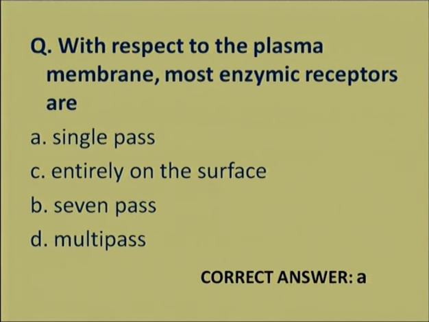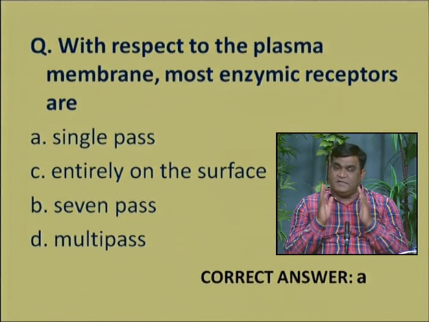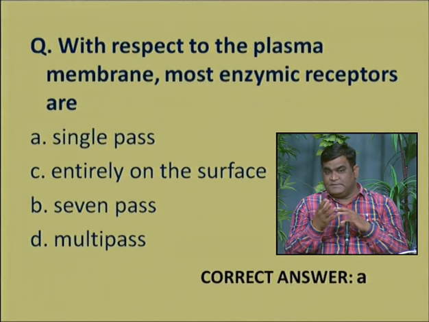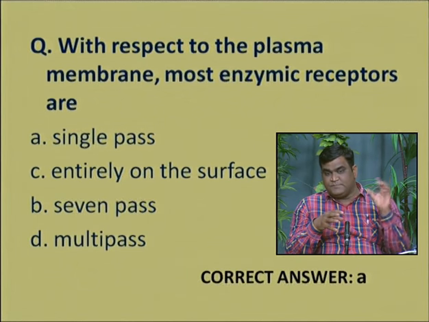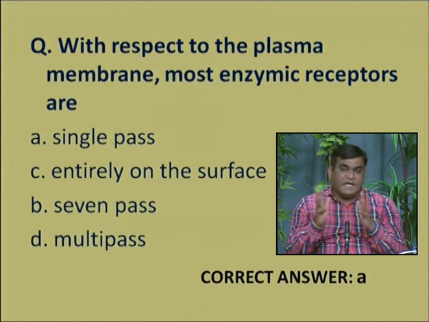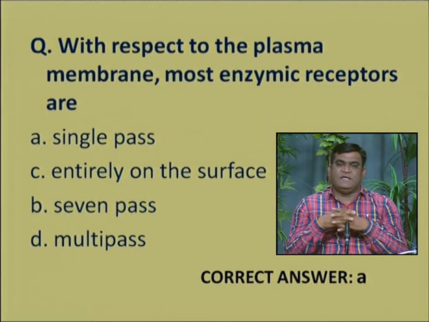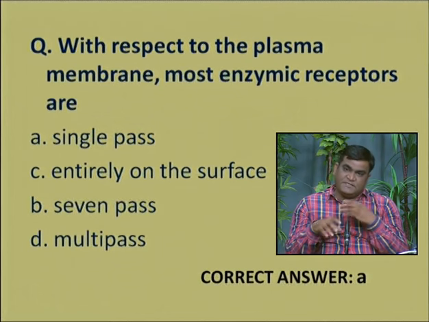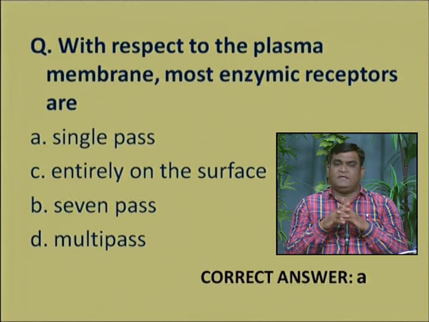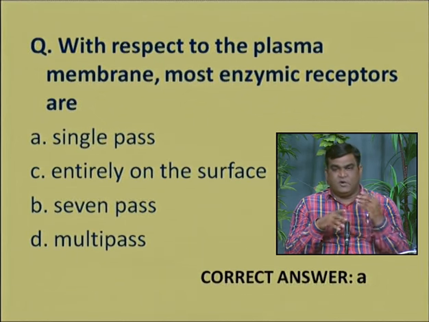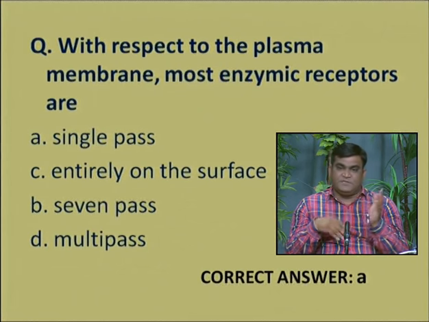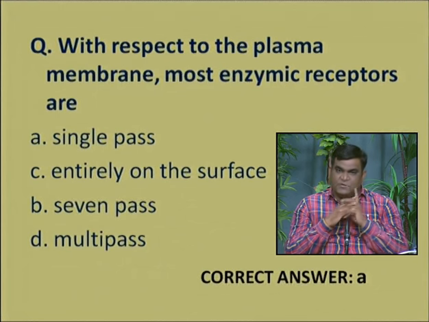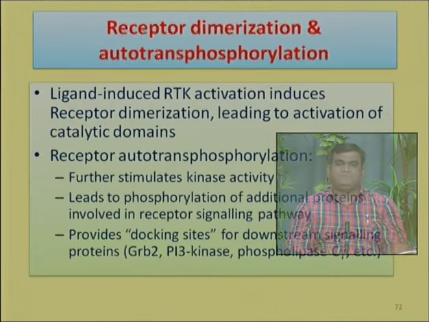With respect to the plasma membrane, most enzymatic receptors are single pass, or they are present entirely on the surface, or they are 7-pass or multi-pass. Mostly the receptors which are doing dual purpose, serving as an extracellular domain on the cell surface and having enzymatic activity on the cytosolic side, are single pass. Whereas other kinds of receptors, which might be ion gated channels or GPCRs or serpentine receptors, will be passing through 2, 3 or 7 times. So the right answer is A, the single pass.